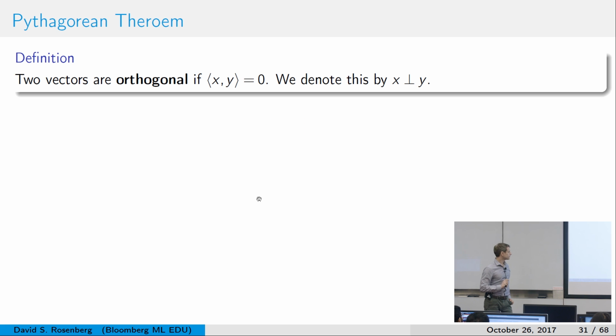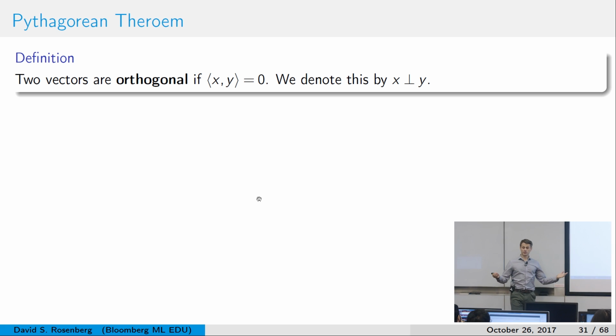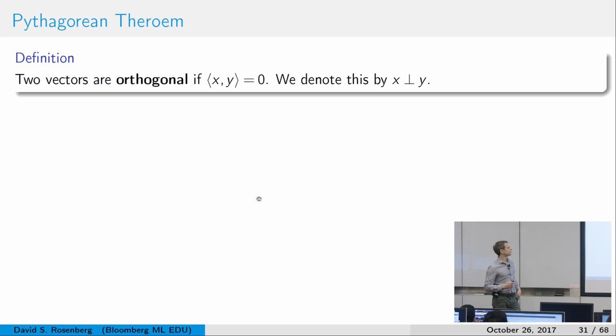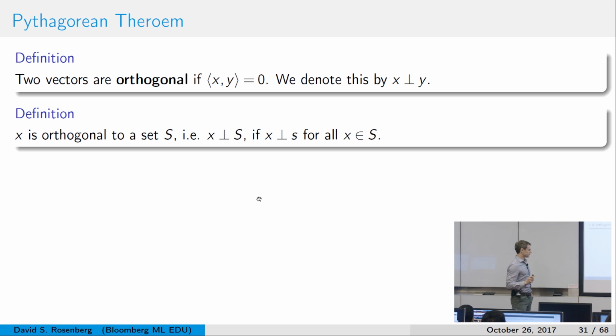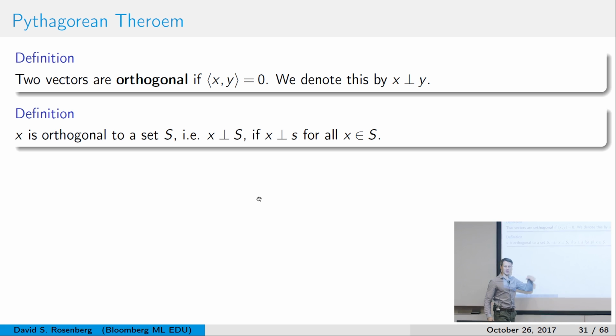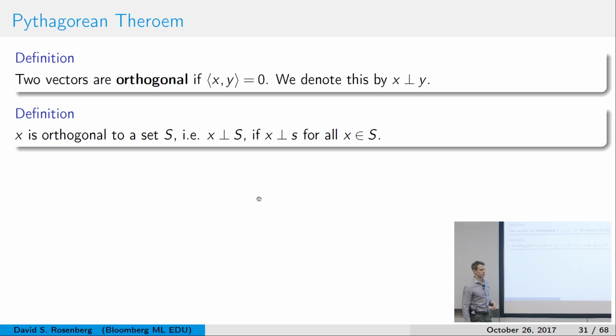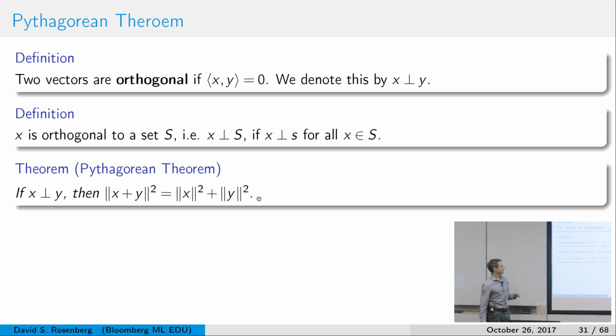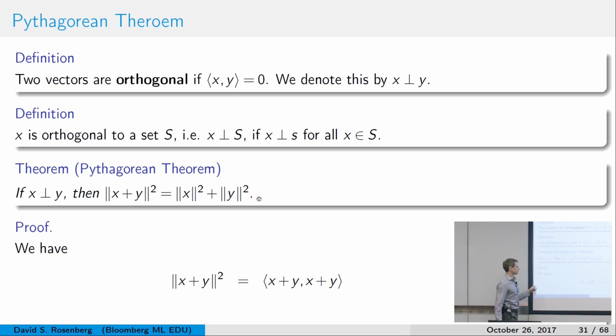Okay. So, Pythagorean theorem. If two vectors are orthogonal, their inner product is 0, and we're going to denote that with that perpendicular line marker. We'll say that a vector is orthogonal to a set if it's orthogonal to all the vectors in that set. Fine, intuitive. Now the theorem: if x and y are orthogonal, then the norm squared of the sum of those vectors is the sum of the norm squares of the individual vectors. And let's prove that very easily.